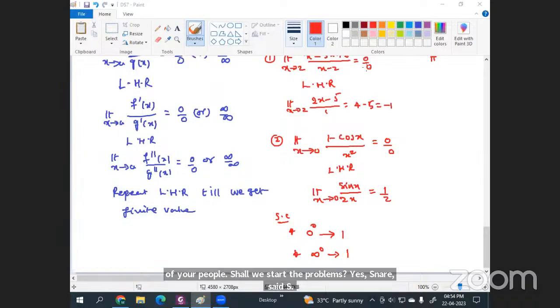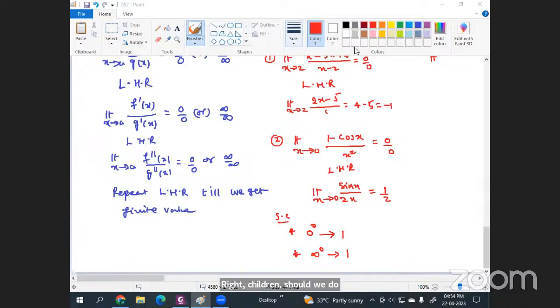Right, children, what shall we do now? Sneha also said. Likita has said. Sneha, yes. Nagapriya also says. Sushmita also said. Aditya also said. Rakshita didn't come today. Soumya is absent today. Mohan said yes. Bhavana said yes. Right. We'll do the problems right now.